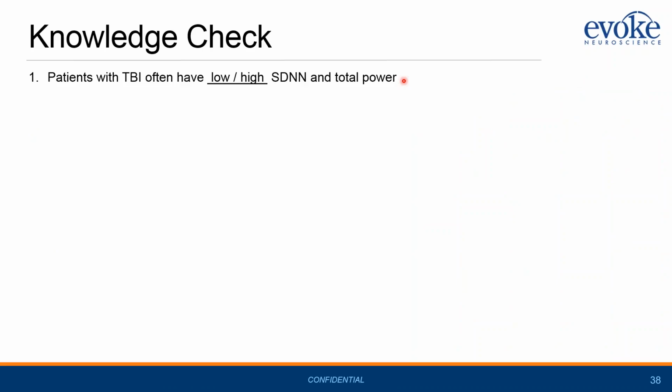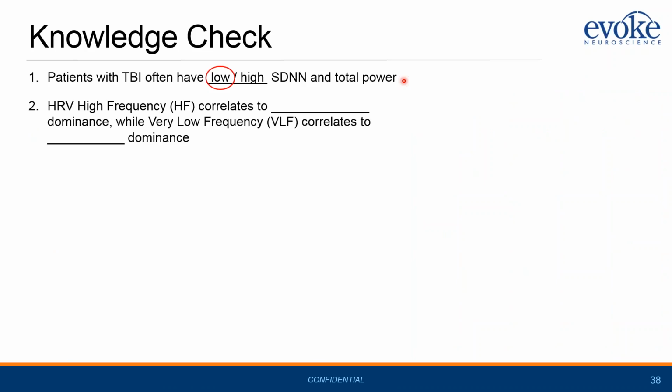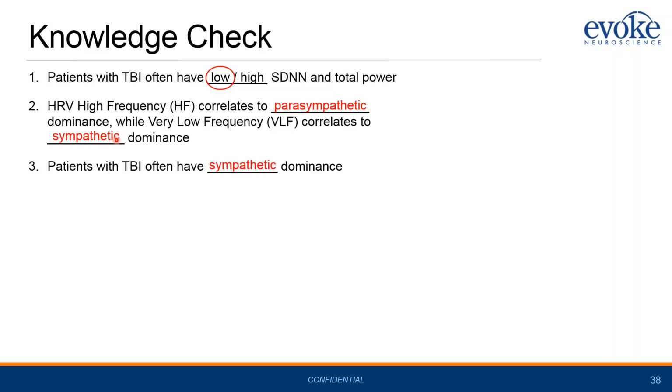First off, patients with TBI often have low or high SCNN and total power. Remember, patients with TBI have low SCNN and total power, when ideally we would like to see high. HRV high frequency correlates to what kind of dominance, and very low frequency correlates to what kind of dominance? Remember, our high frequency is parasympathetic, our very low frequency is sympathetic. Patients with TBI often have which kind of ANS dominance, parasympathetic or sympathetic? Typically, we see them having sympathetic dominance.